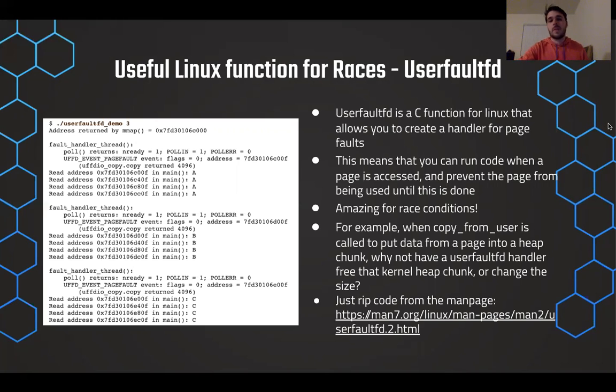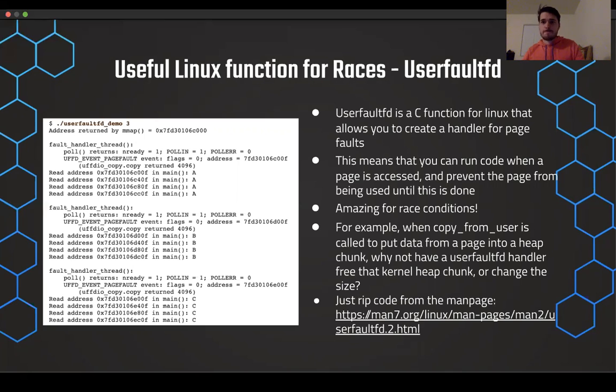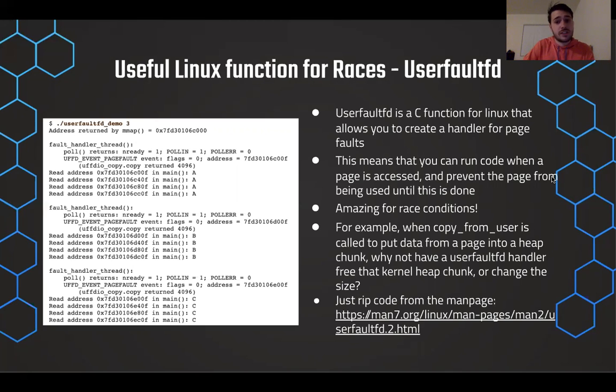userfaultfd. This is another really great tool for running race conditions. Basically, it's a C function, and it lets you create a handler for page faults. So what that means is that when you try to access a page in memory for the first time, it creates this page fault and it's non-swap, it'll break into this handler that you created in another thread and ask, what should we do before you can access this memory? And it lets you put whatever sort of code you want, and then you send it on its way. So this is great for race conditions.